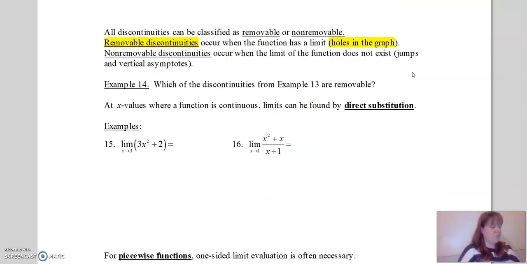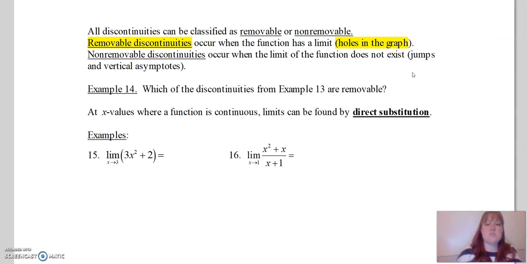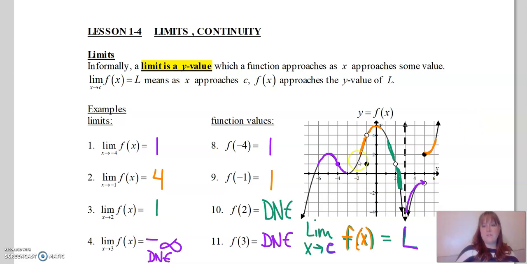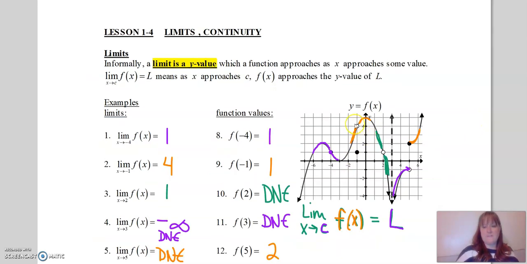All right, so remember all discontinuities can be classified as removable or non-removable. Removable discontinuities are holes in the graph. It looks like I just picked up one little point out of the graph, and if I put that point back in, it would be continuous. So in our graph before, this is a removable discontinuity because if I filled in this hole right here, then I would have a continuous function.